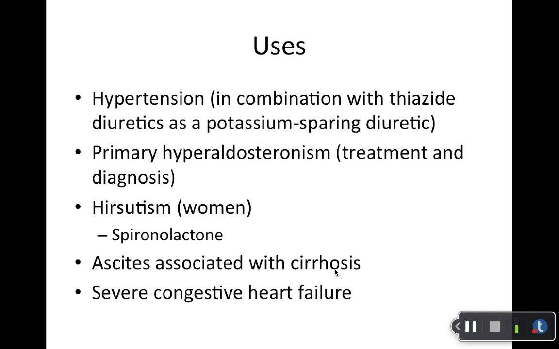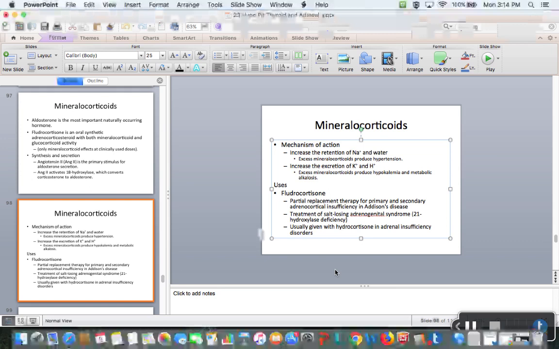which, by the way, I don't know if I mentioned this before, is abnormal, undesirable overgrowth of hair. They can also be used for ascites associated with cirrhosis, and severe congestive heart failure, but again, not usually first line, and definitely go back to previous modules for where it falls.